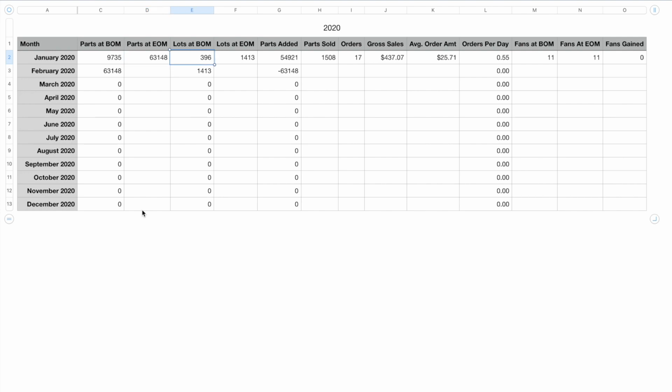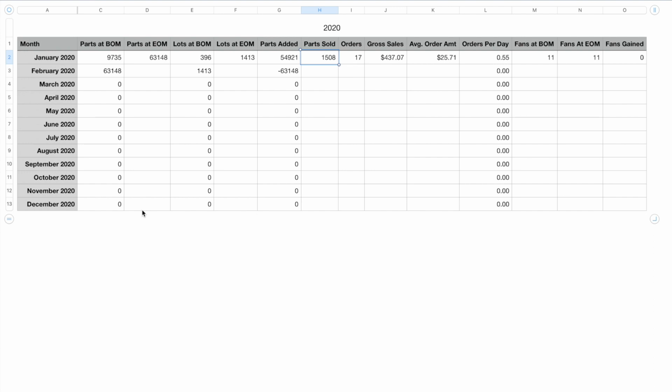Same thing with the lots here. We had just under 400 at the start, and just over 1,400 at the end of the month. Meaning we added over 54,000 pieces to our store. Also, we had 1,500 pieces that were sold over the course of 17 orders during the month.